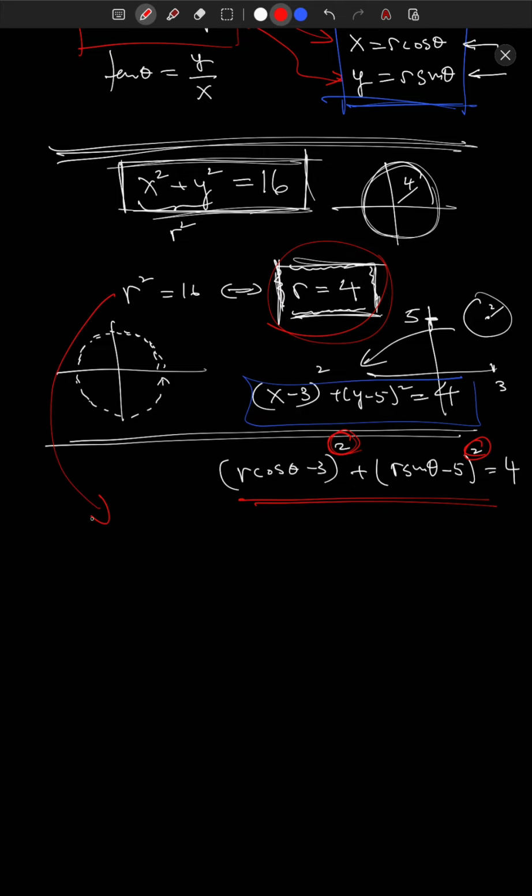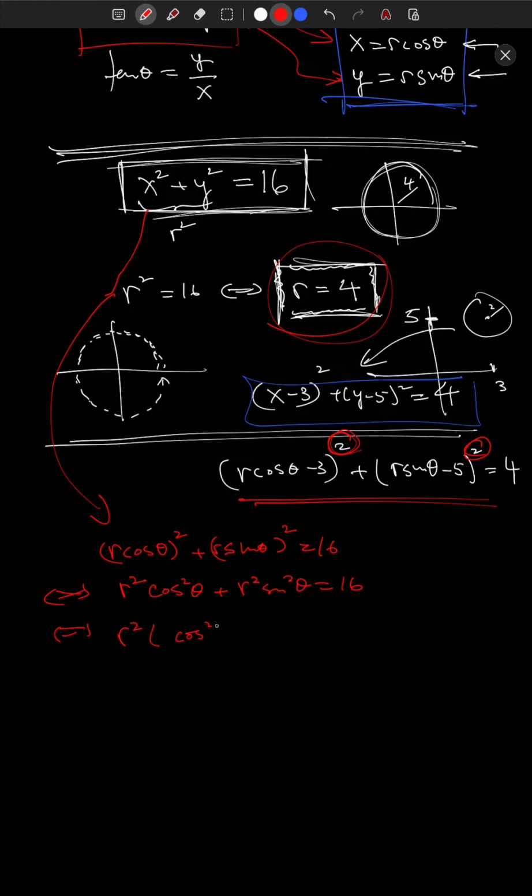By the way, if you did do the same conversion on x squared plus y squared equals 16, it would be r cos theta whole thing squared plus r sine theta whole thing squared equals 16. And what would happen is you get r squared cos squared theta plus r squared sine squared theta is equal to 16. They both have an r, so this is r squared times cos squared theta plus sine squared theta equals 16. That's equal to 1. So we get r squared equals 16, which is r equals 4.